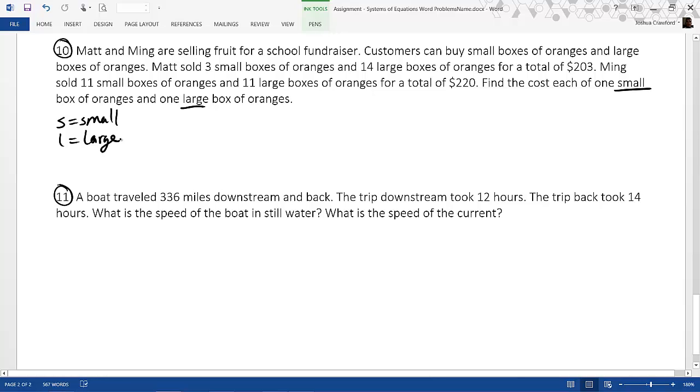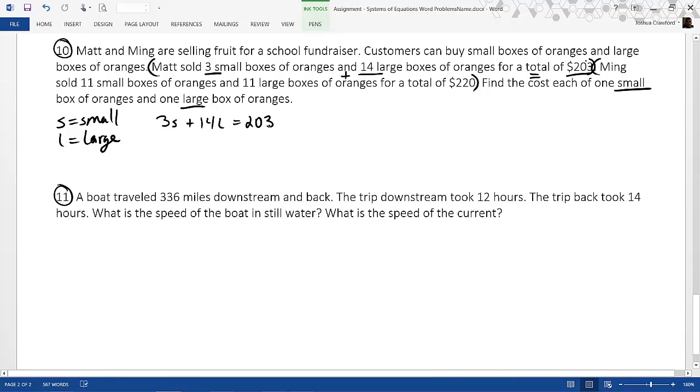Okay, so again, this one's really simple to set up because our third sentence is an equation and our fourth sentence is an equation. So Matt sold 3 small boxes, so 3S, and a plus sign, 14 large boxes, so 14L, for a total equals $203. So we're going to have 3S plus 14L equals 203.